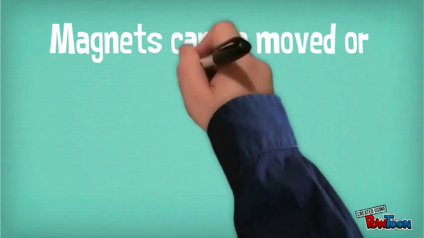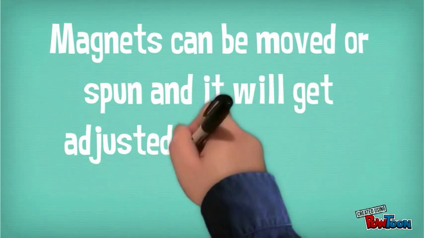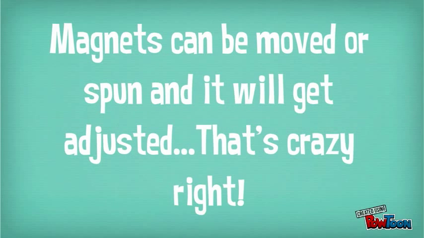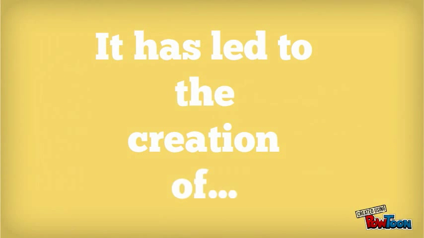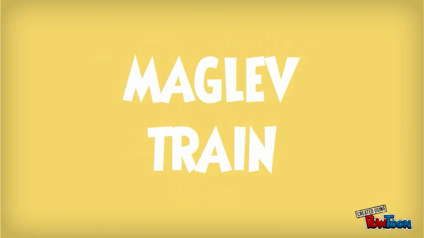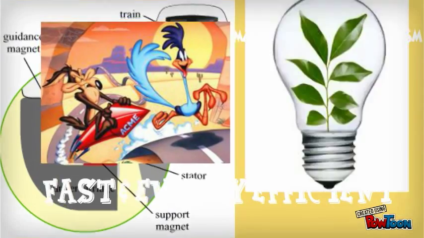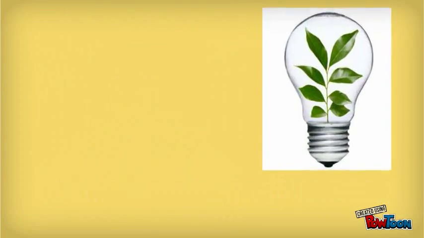The suspended magnet can be moved or even spun rapidly, and the levitation currents will adjust to keep it in suspension. This remarkable property of superconductors has led to the creation of maglev trains, whereby the trains float on a frictionless path, creating a fast and energy-efficient mode of transport.